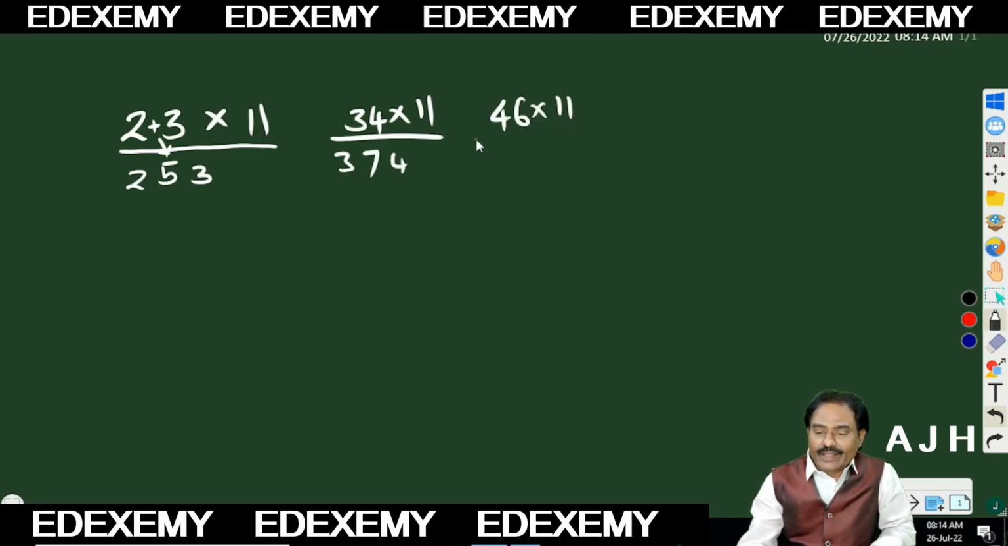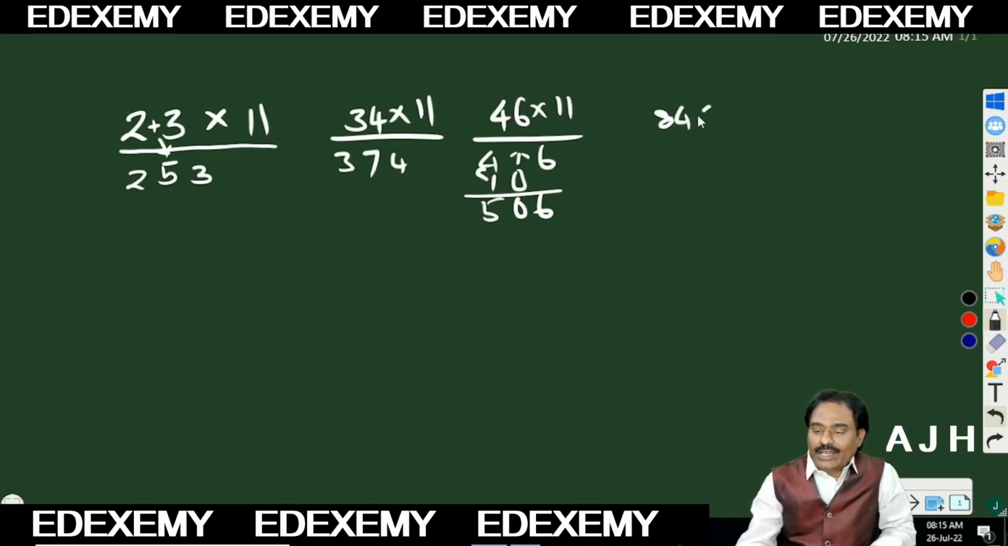46 into 11, 4 and 6 you write here. Now 4 plus 6 is 10. A two-digit number is coming. You have to put only a single digit in the middle. Therefore 1 will carry forward to 4. 4 plus 1 is 5. Therefore 506 is the answer.